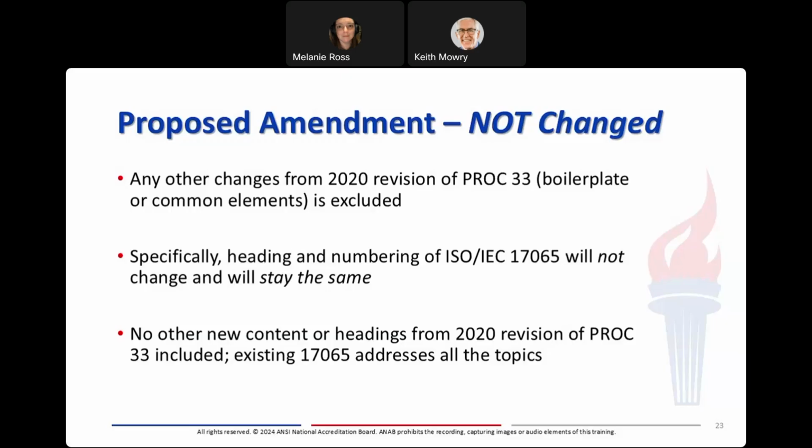And so that bodies that do internal audits or the bodies that fulfill 17065 or peer evaluation processes or accreditation processes, whoever it is, all those documents they've created based on the structure of 17065 stay the same, and you don't have to redo them. In addition, there's no other new content or new headings, so there's no additional headings that are included in the 2020 revision of the common elements. But here's the thing. The current requirements in 17065 address all of those areas. So it's not like 17065 is going to have any holes or missing pieces in it.